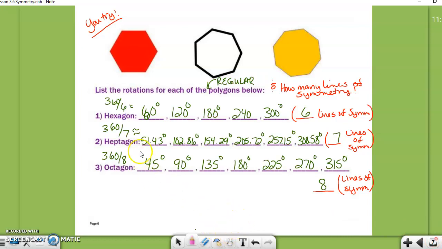These should be what you've gotten for the hexagon. 360 divided by 6 makes a nice even number for all your degrees. We don't count the 360. The heptagon, we divide by 7, so these are approximate. And the octagon, we're dividing by 8.